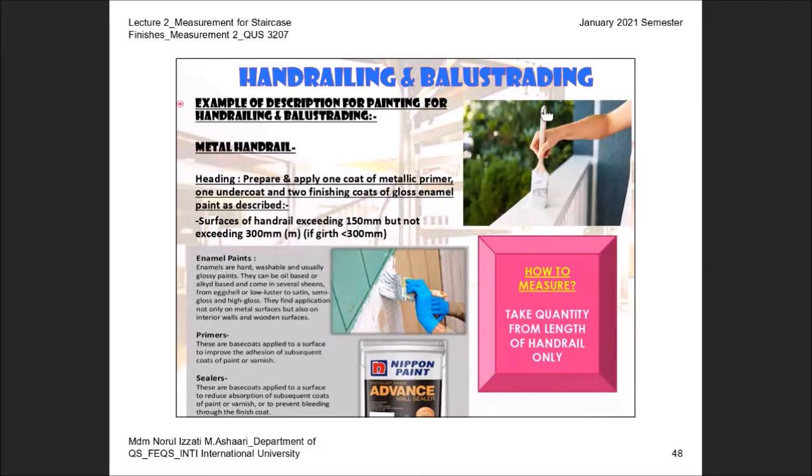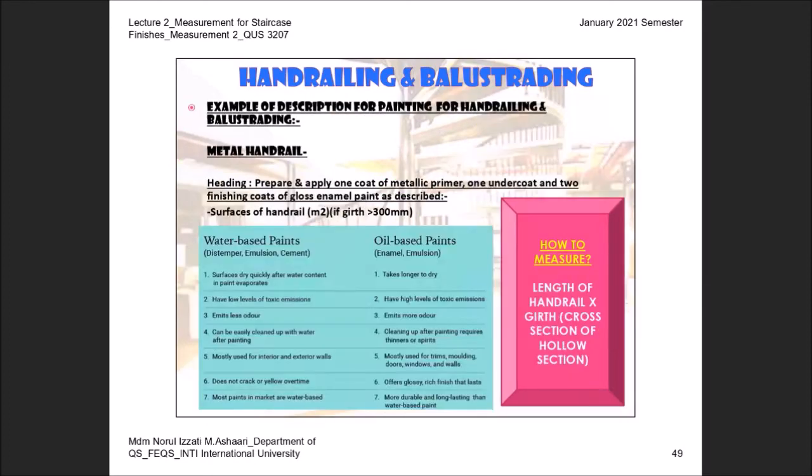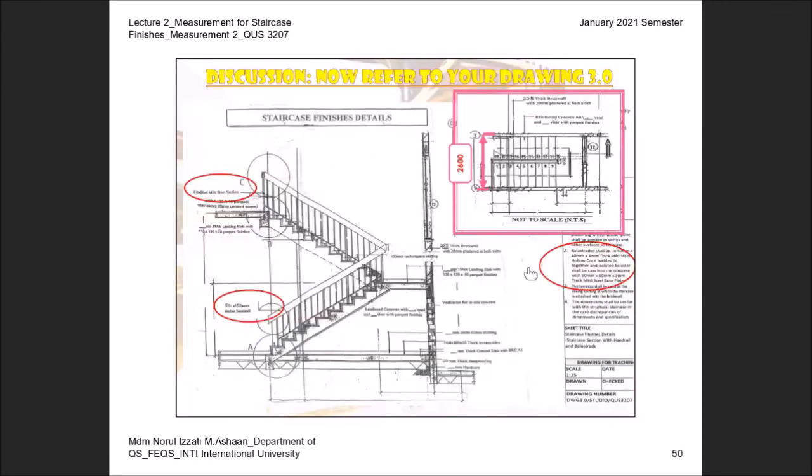This is another example, but this is metallic primer. This metallic primer, in case the handrail is made from metal, so you can use this one as a guideline. If you have any metal handrailing or metal balustrading, use this one as a guideline for your description. How to measure? You can take the quantity from handrail. Okay, if the unit is similar, then you can take the quantity. If not, you have to take the length times the girth. Okay, if the girth is more than 300 mm, you have to measure length times the girth. Okay, this is another example, and this is what you can see in your construction drawing.